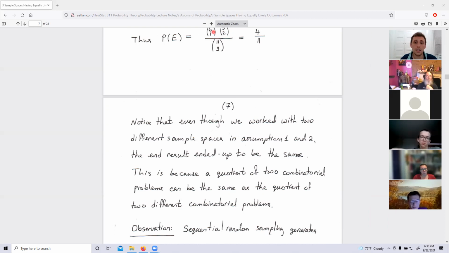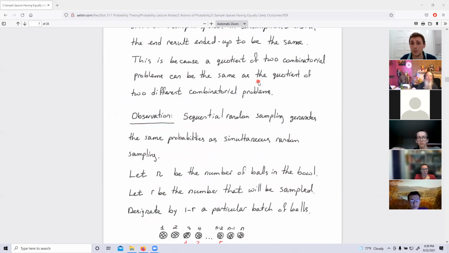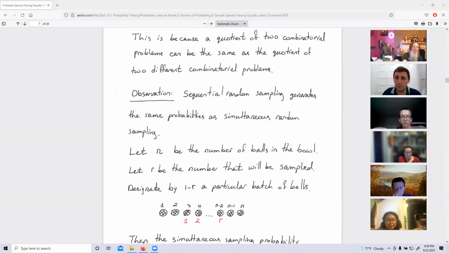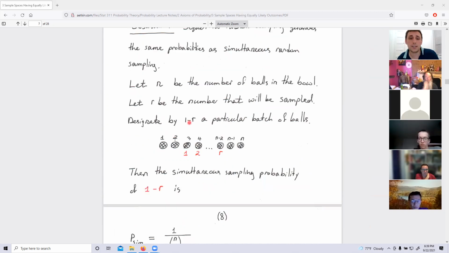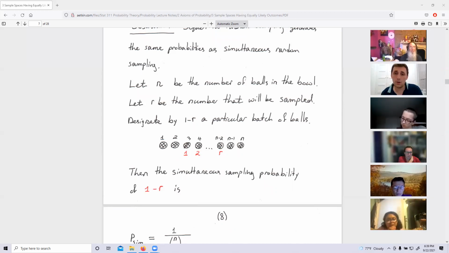So for instance, here we can observe that sequential random sampling generates the same probabilities as simultaneous random sampling. We can observe that in general, and we will do that now. Are you ready? So you saw before we did it sequentially, and then we did it simultaneously, and we saw the same result, and now we can make it into a law. We always will see the same result. So here is a simple example. So here we have a bunch of balls. And let's say the success I'm interested in is in selecting ball number 1 all the way to R. Yes, all the way to R.